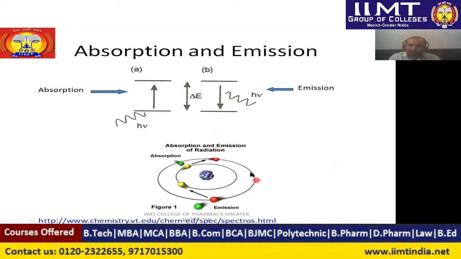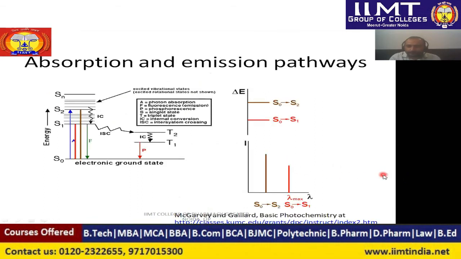Now this is another representation of the absorption and emission of a radiation. You can clearly see that absorption comes and there is emission, then it goes to the higher and the lower state. Now there are two different pathways, the absorption and the emission pathways. I have already told you that there is an energy gap. This is the electronic ground state. These are the excited states or higher states, represented by S1, S2 and up to SN, where SN means up to infinity. So these are the excited vibrational states, as you can see.